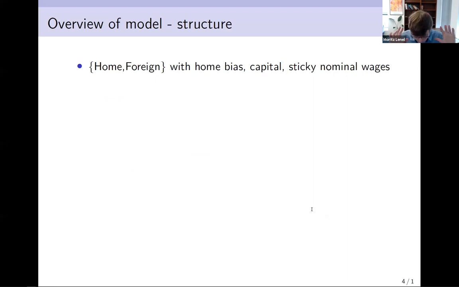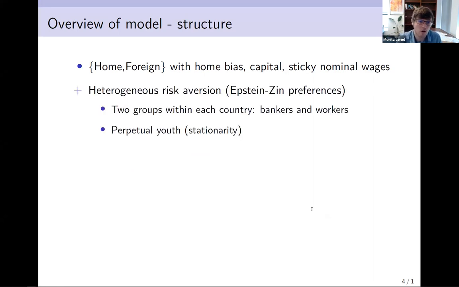So we use a workhorse, two-country international model. There's a home country, which you can think of as the US. There's a foreign country, which we treat here as the rest of the world. Consumers in each country have home bias. There's capital that can be freely deployed across countries. There are labor markets, and importantly, this is where the New Keynesian features come in. There are sticky nominal wages.